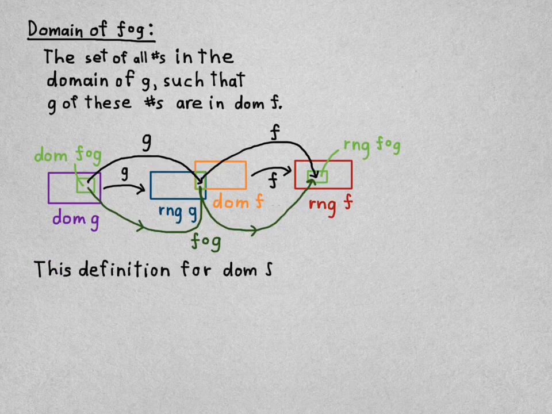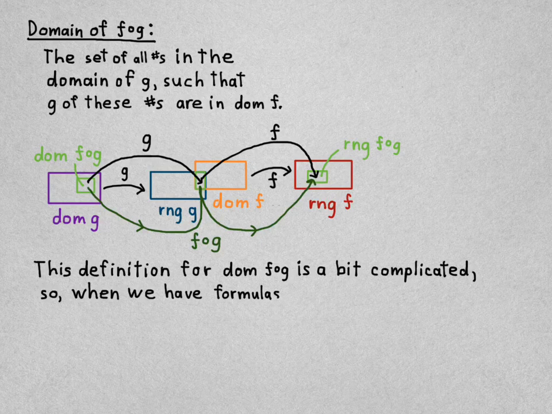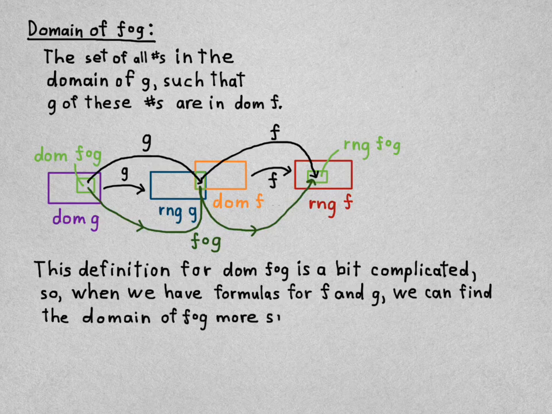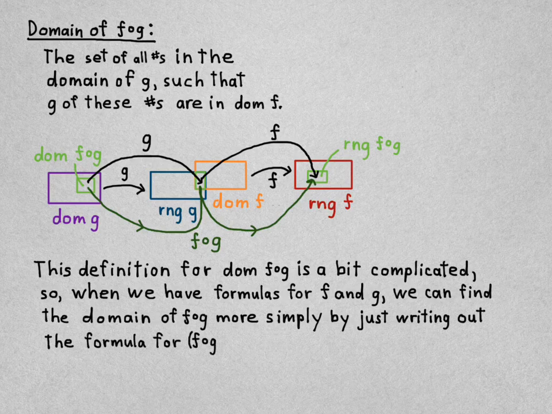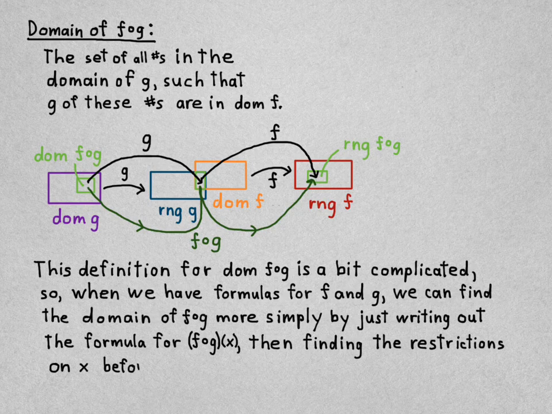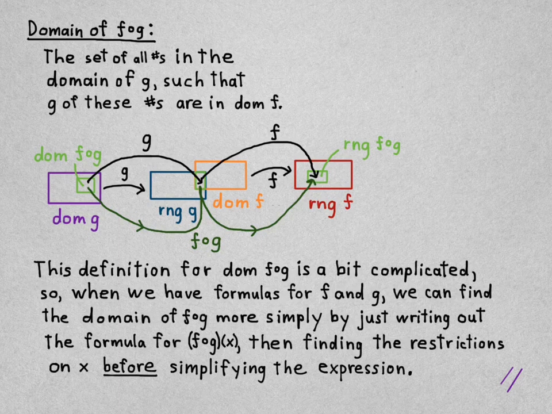Okay, so this definition for domain of F composed G is a bit complicated. So when we have formulas for F and G, we can find the domain of F composed G more simply, thank God, by just writing out the formula for F composed G of X, then finding the restrictions on X before simplifying. That's a key thing, before simplifying the expression. And then we can kind of ignore all this complicated stuff here, which is probably a good idea at this level of mathematics.